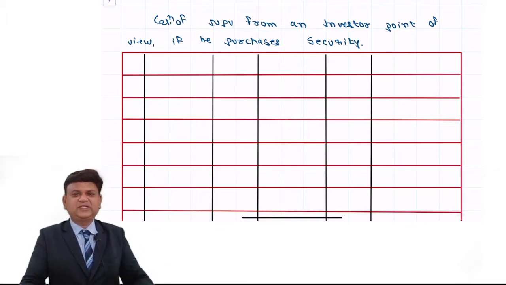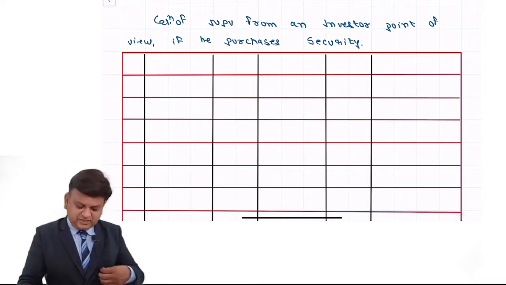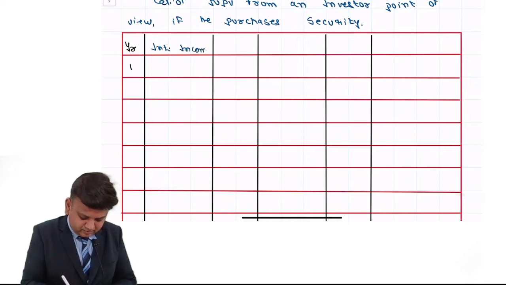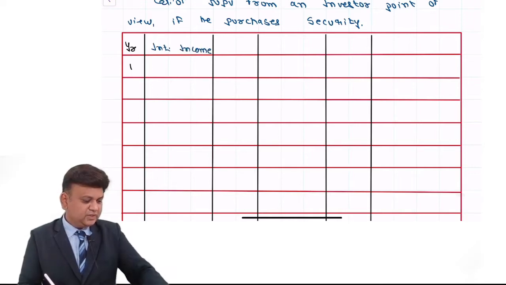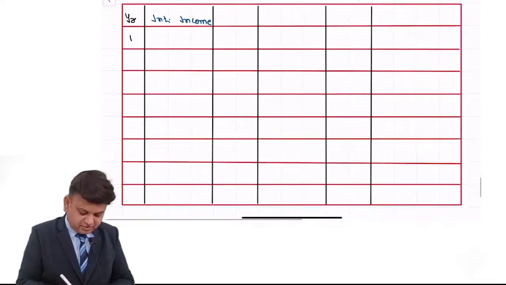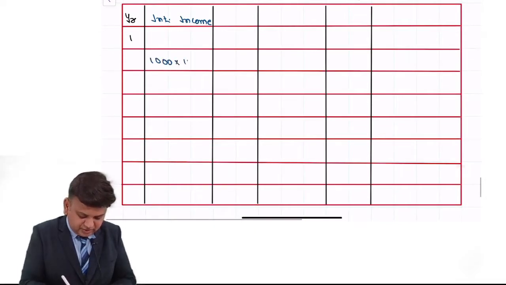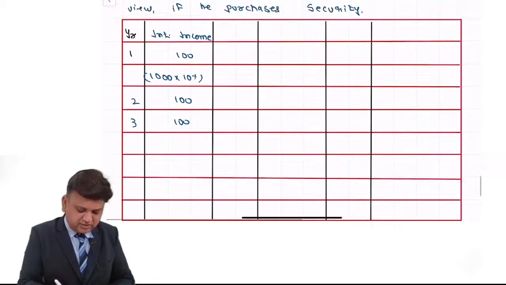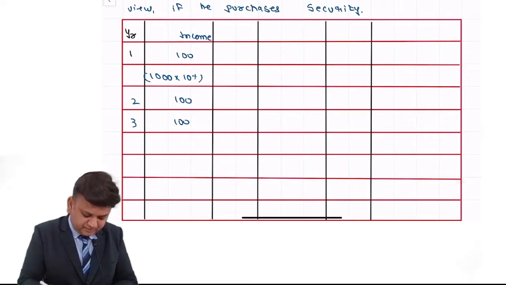Friends, over here we just have to see from an investor point of view what is the cash inflow if he purchases a security. We understand that at the end of the first year he will receive the interest income. The rate of interest is provided to us for the first year to third year at the rate of 10%. So it is 1000 into 10%, for the first year, for the second year and for the third year. I'm sorry, it is preference dividend income.